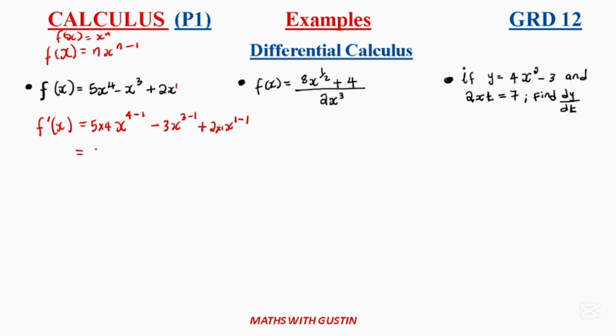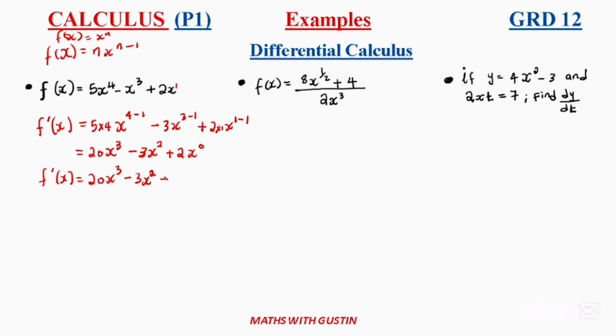This will give us 5 times 4, which is 20, x to the power of 3, since 4 minus 1 gives us 3. Here you're going to have 3 as it is, then x to the power of 3 minus 1, which gives us 2. Then here you're going to have 2, which gives us x to the power of 0. So you would know from the exponent rules that anything to the power of 0 is equal to 1. So therefore you're going to say 20x cubed minus 3x squared.